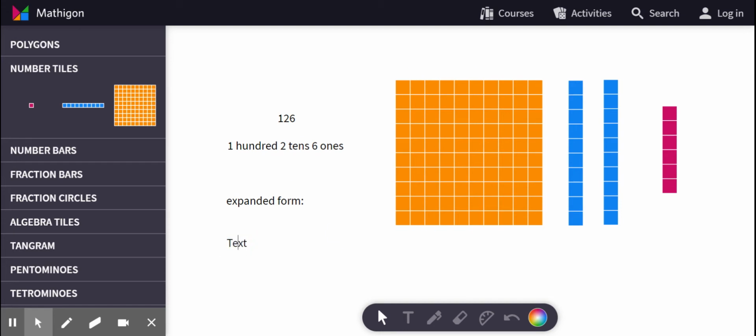Now, I could also write that in expanded form, especially using this right here. I know that that orange box is 100. I added my plus sign. I know those two 10 sticks are 10 and 10, so that equals 20. Plus, not an equal sign yet, plus I know those little red squares, they have a value of 6. There are 6 total of them. So 6 ones equals a total of 126. Always goes back to that first number.